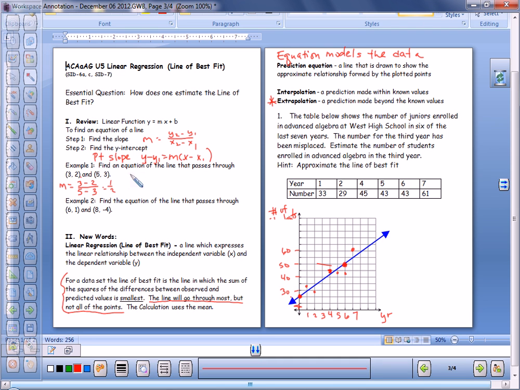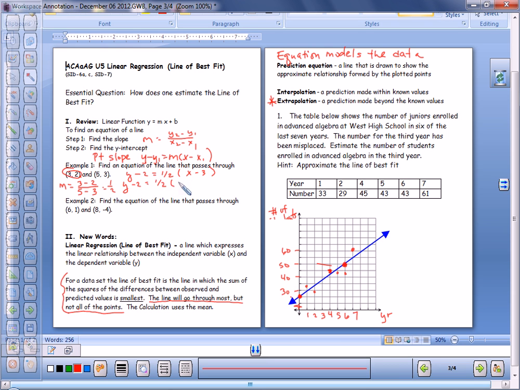All right, so in this case, I'm going to just pick a point. I can pick the first one, and I get y minus my y1 equals my slope times x minus my x1. So it's y - 2 = 1/2(x - 3). We're going to distribute that 1/2 to put this in slope-intercept form.